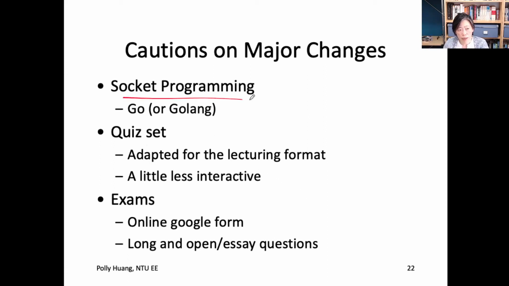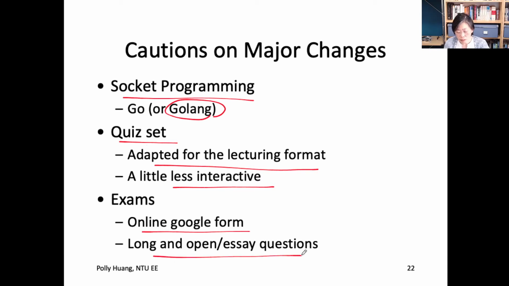So for example, the programming assignment is going to be in a very different language called Golang. The quiz set, okay, is actually adapted for the lecturing format, the hybrid format, because we have remote attendance so that we cannot be very, very interactive. Okay. Exams are all on Google Form. There will be very long exams designed such that it's not really to test your memory, but more to test whether you think critically enough about the mechanisms that we are studying.